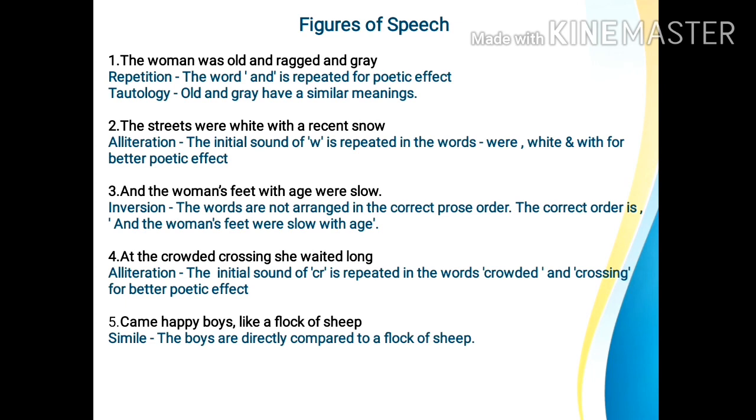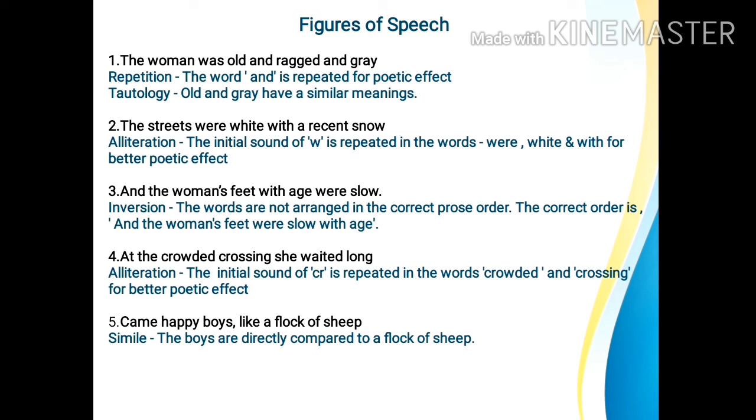The next line, and the woman's feet with age were slow. The figure of speech used in this line is inversion, because the words are not arranged in the correct prose order. The correct order of this line should be, and the woman's feet were slow with age. Let's move to the next line. At the crowded crossing, she waited long. The figure of speech used here is alliteration, because the initial sound CR is repeated in the words crowded and crossing for better poetic effect.